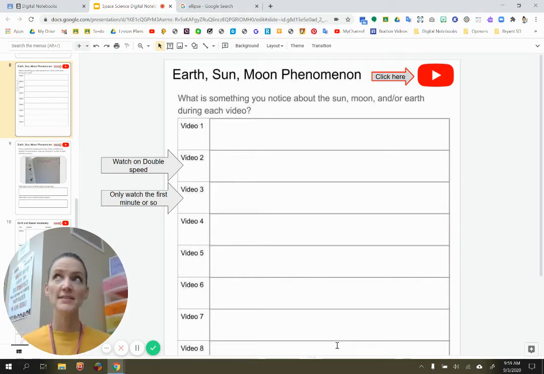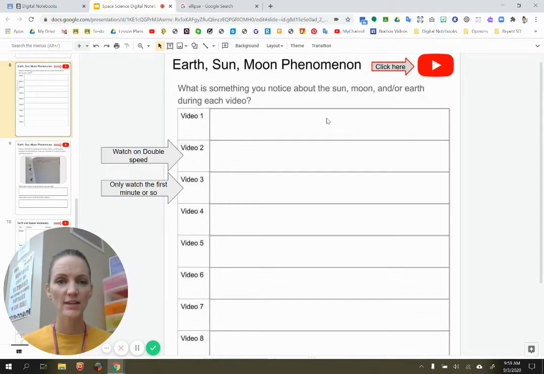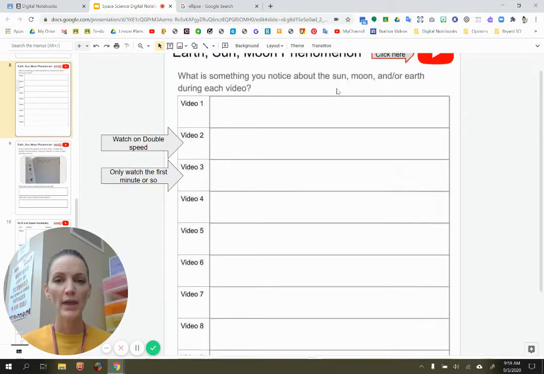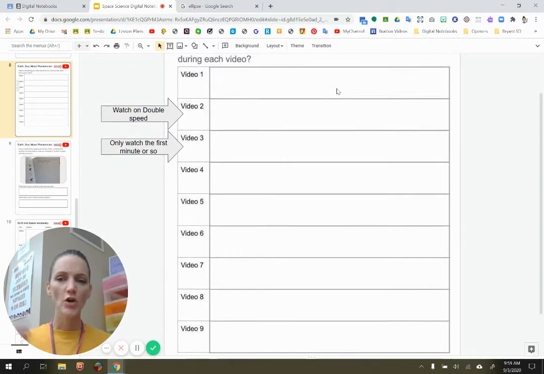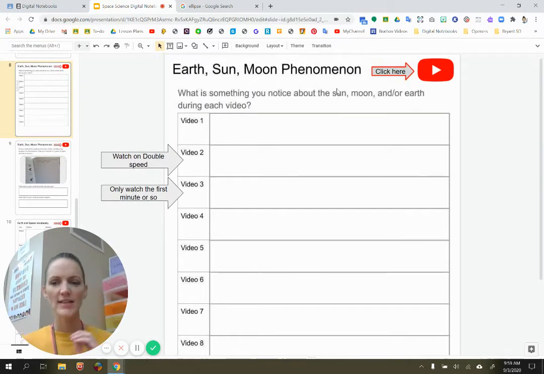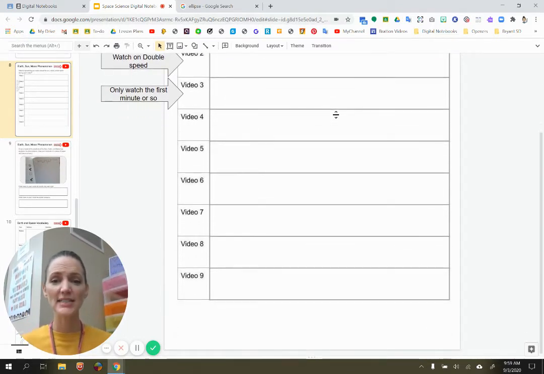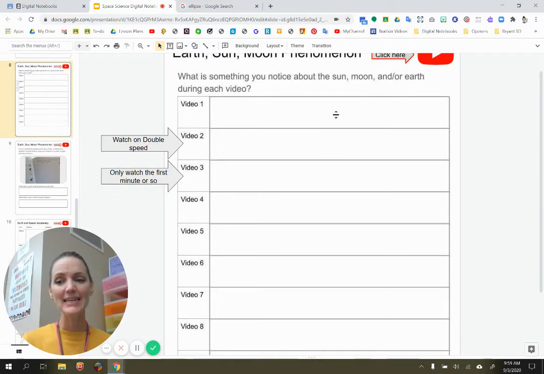Hi guys, this is Thursday, and your assignment for yesterday was to watch those videos on the Earth, Moon, and Sun phenomenon and to make comments about those videos. So hopefully you've been thinking about how the sun, the earth, and the moon kind of work together, how you can see how they are moving maybe relative to each other, and you have some ideas in your head about why those things happen.